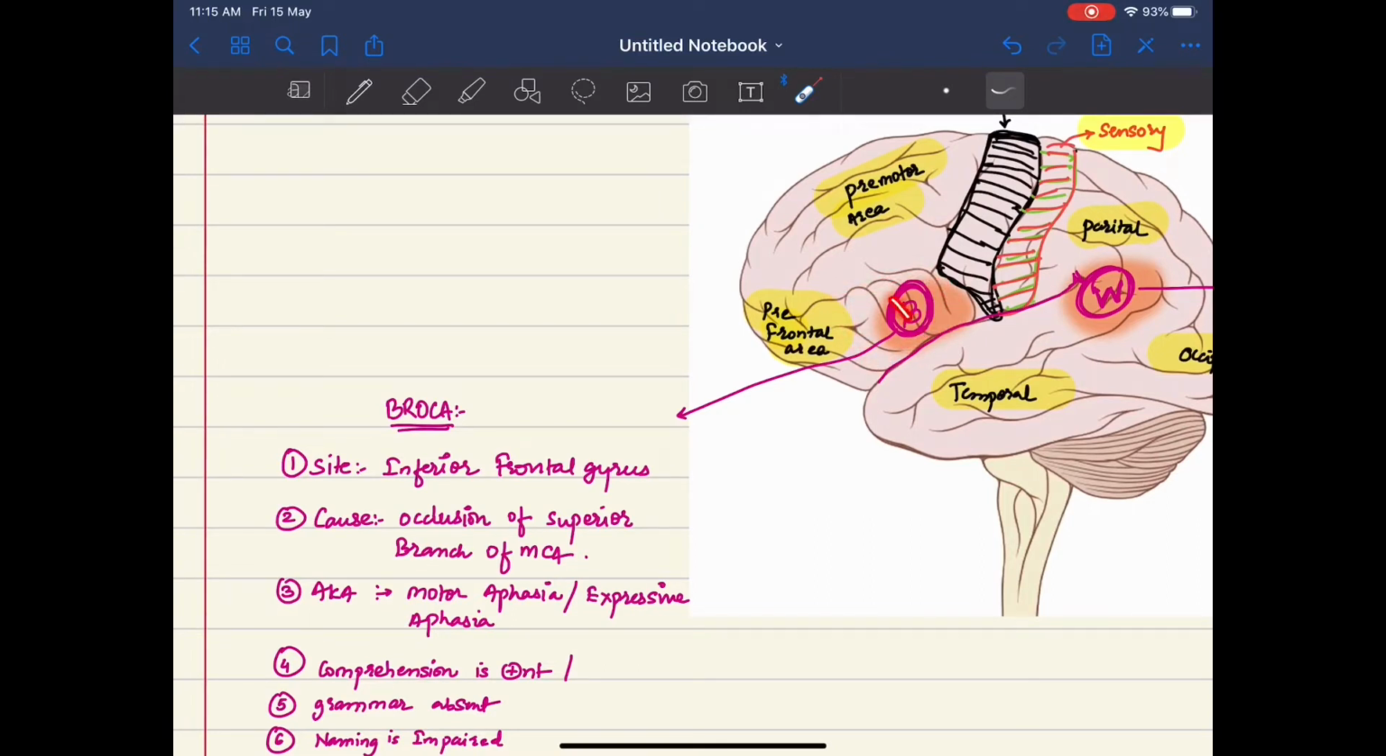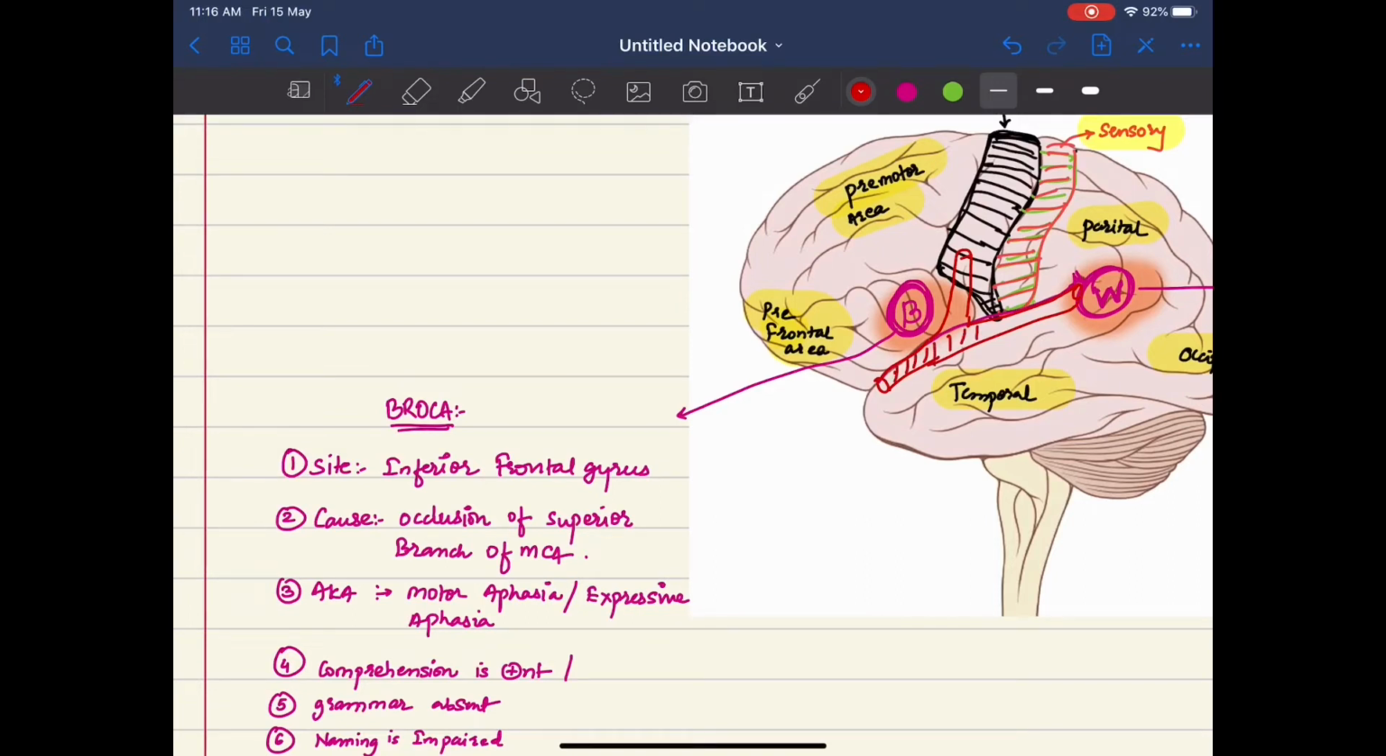So if someone's Broca's is damaged, the most common cause is stroke, that too ischemic. So vascular occlusion is very much important. Many times they ask in MCQs also, what is the blood supply? So here is the middle cerebral artery. It gives a superior branch and an inferior branch.